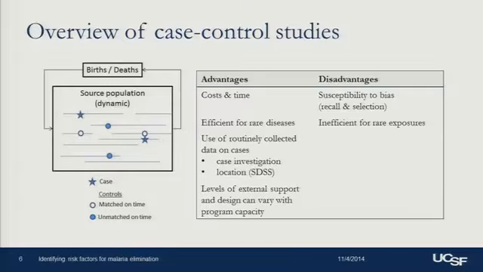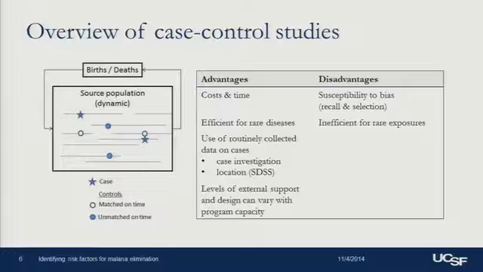So case control studies, as Adam mentioned, are a classic epidemiological study. The diagram on the left here just displays that cases arise from a source population, which in a programmatic setting is probably a dynamic population, where there are births and deaths and people immigrating.